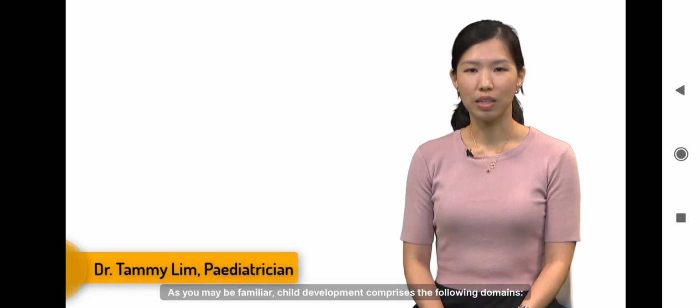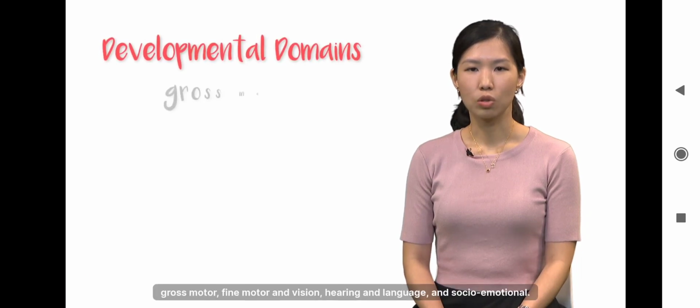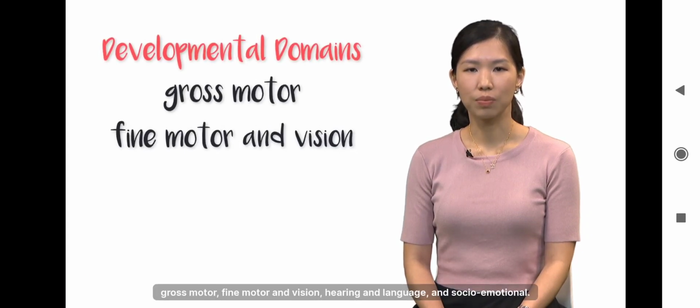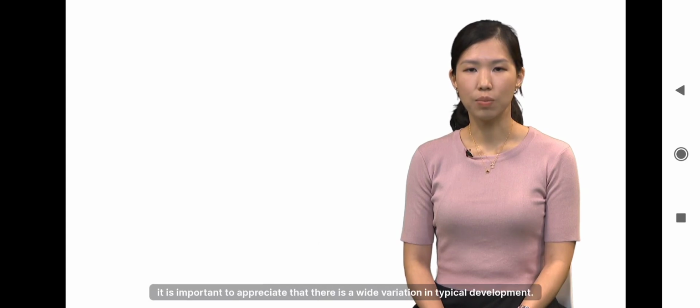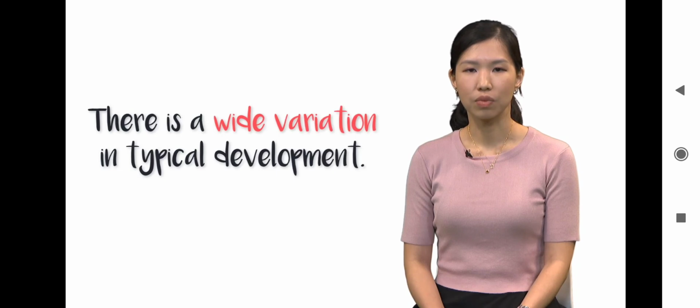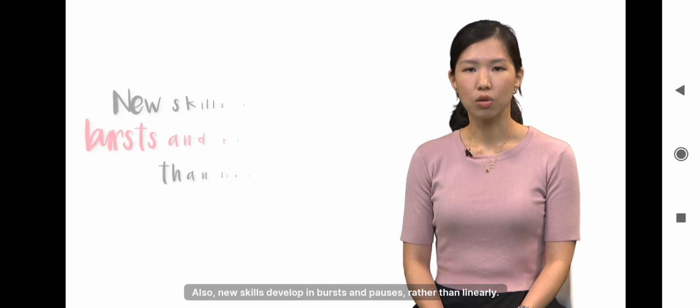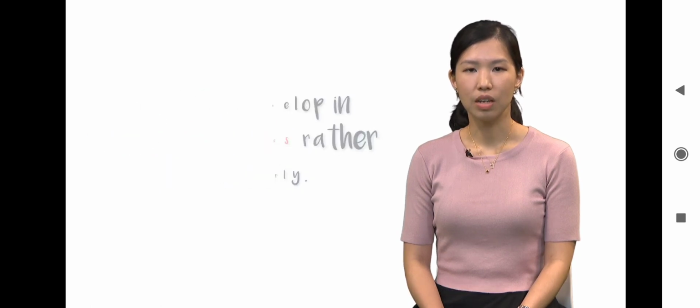As you may be familiar, child development comprises the following domains: gross motor, fine motor and vision, hearing and language, and social-emotional. When assessing a child's development, it is important to appreciate that there is a wide variation in typical development. Also, new skills develop in bursts and pauses rather than linearly. Hence, one should appreciate the ongoing process instead of focusing on a rigid timetable of milestones.